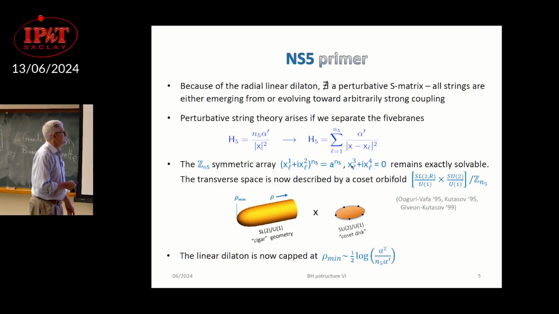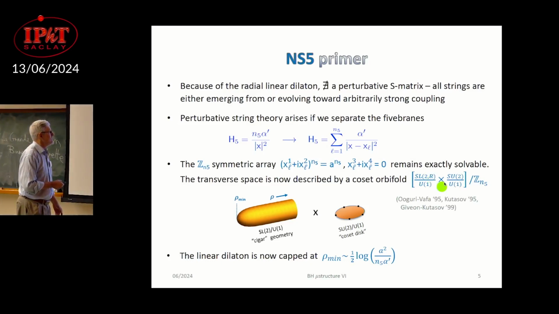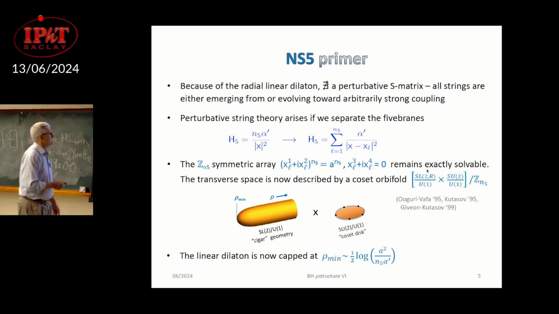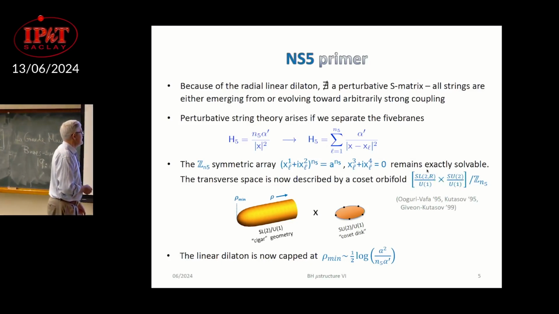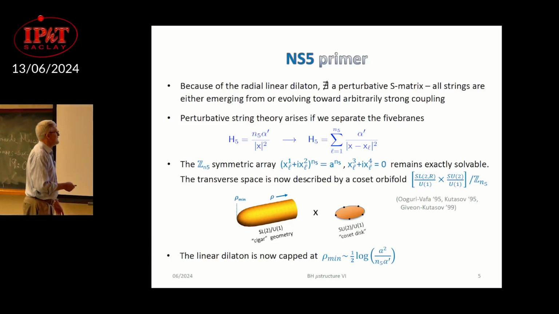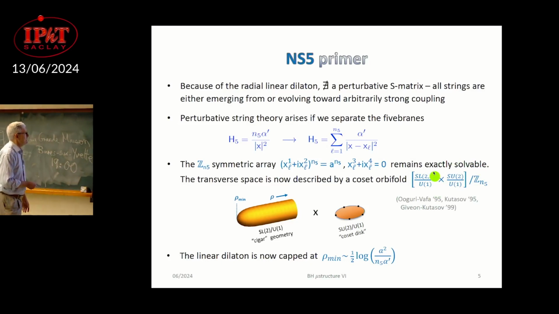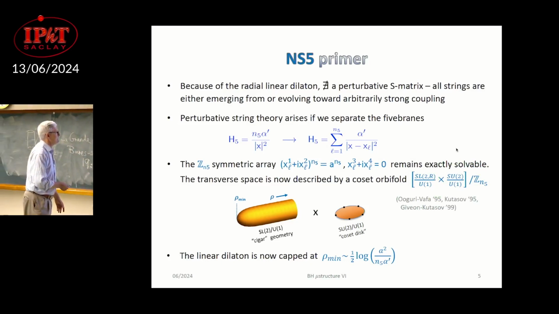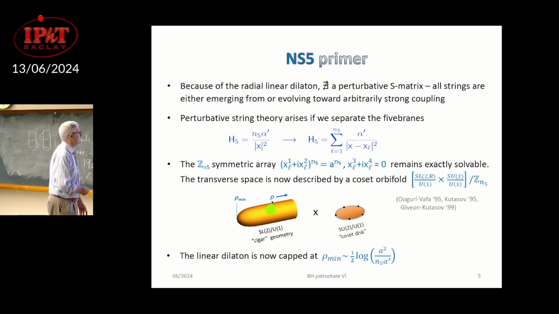But now the background, instead of having linear dilaton, is some tensor product of coset models. And in particular, what used to be the radial direction is now this famous SL(2)/U(1) cigar conformal field theory, where the dilaton asymptotically is linear, but it terminates in some kind of capped geometry. And so there's a maximum value of the dilaton, which is basically governed by the separation of the fivebranes.